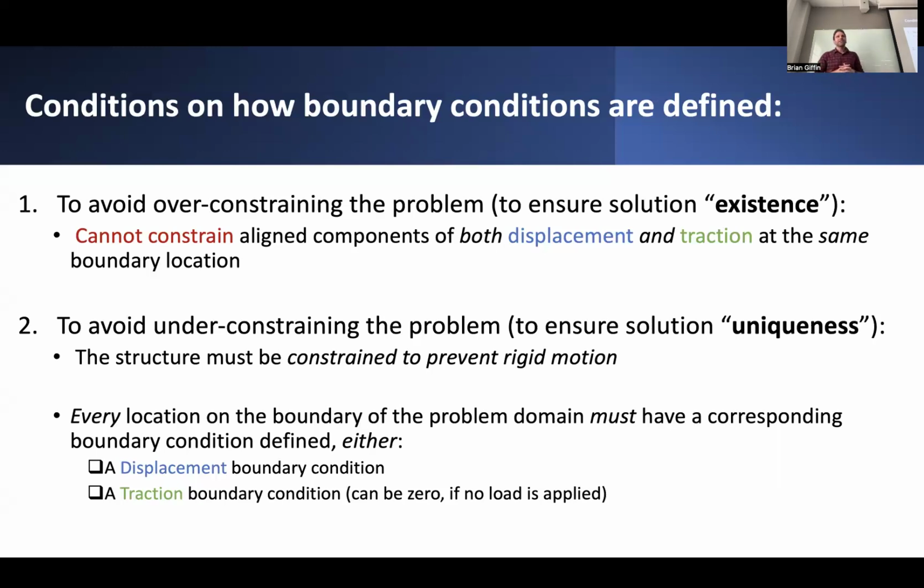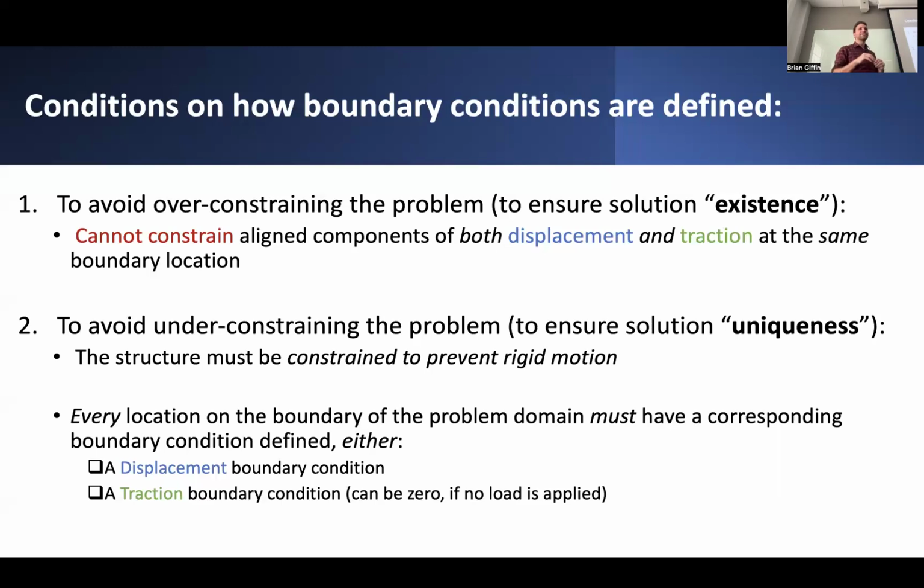Now, the other condition for solution uniqueness is that we have to say that anywhere on the boundary, rather everywhere on the boundary, we have to define some prescription of what either the displacement is or the traction is on that part of the boundary. So every single point on the boundary has to have some prescribed boundary condition. It could be a displacement, it could be a traction, it could even be a zero traction, indicating that it's a free surface. But you have to be explicit.